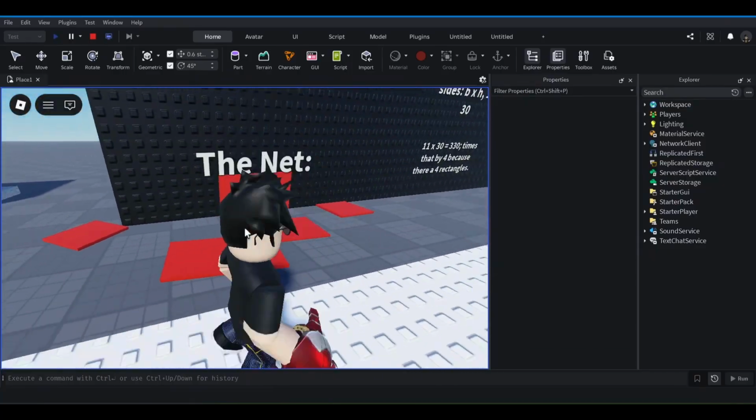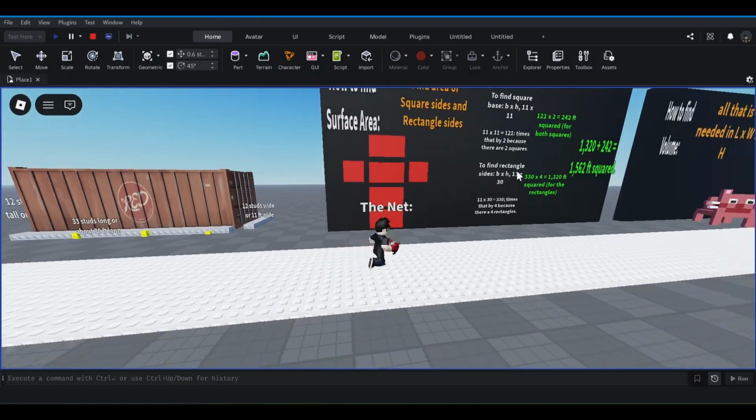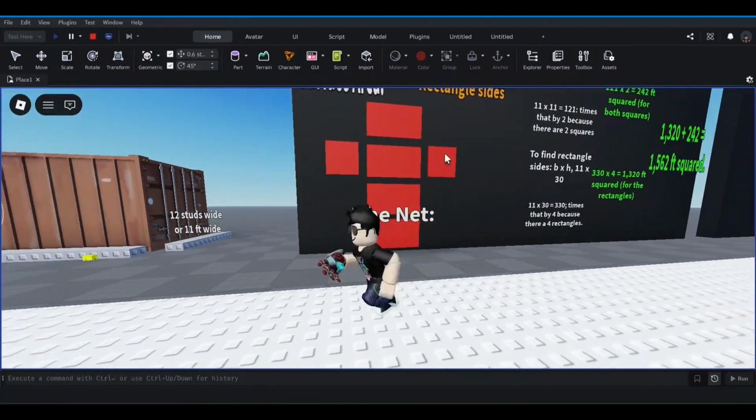Oh, my net fell down. What the? Okay, sorry about the resolution. Now we're back. And now we have our net up.